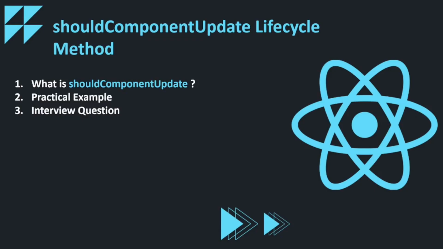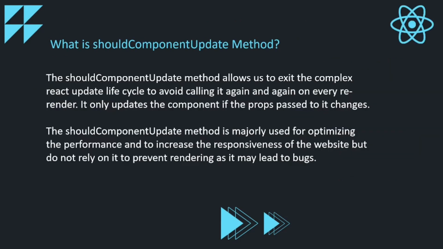So now let's start. First of all, let's look at the first point that we have. What is the shouldComponentUpdate lifecycle method? The shouldComponentUpdate method allows us to exit the complex React update lifecycle to avoid calling it again and again on every re-render. It only updates the component if the props passed to it change.